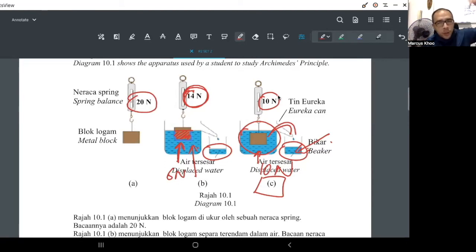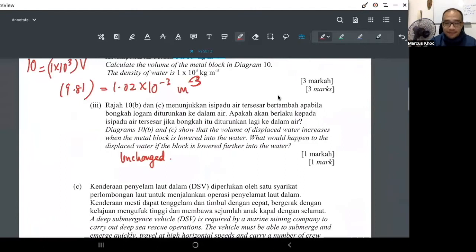They think that the deeper the object goes, more water will come out. No, the object is inside the vessel already. It cannot increase anymore because the whole object is inside the water. If it is half inside the water, then you push down some more, obviously there will be more water coming out. But if the whole thing is inside already, don't make this mistake. You cannot push any more water out because everything is inside already. Yes, if you push using your hand, obviously, because your hand is also going in. So don't bring up your hand.